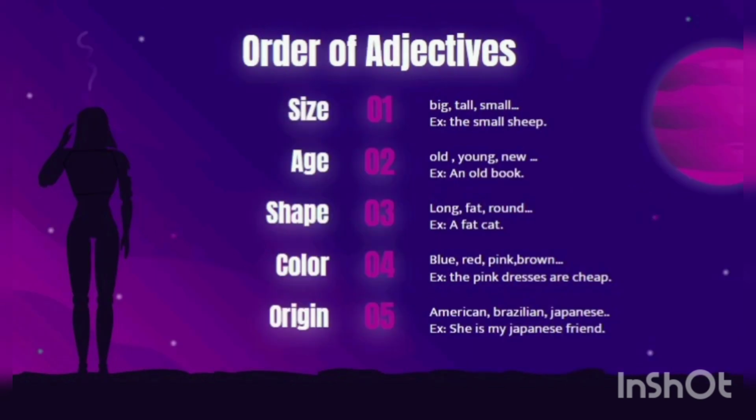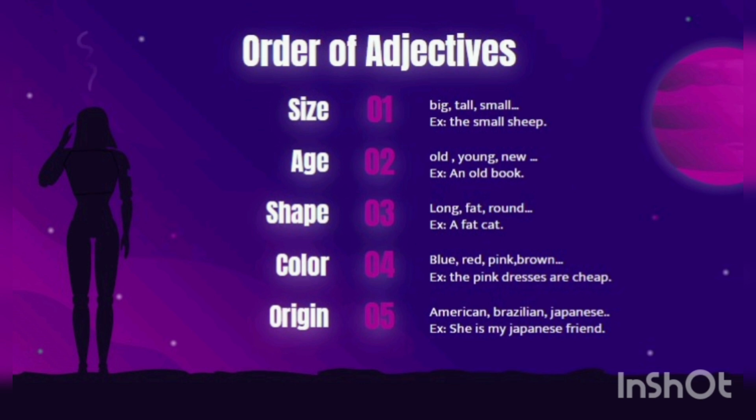Now, the order of adjectives. First, we have size: big, tall, small. Example, the small sheep. Second, age: it could be old, young, new. Example, an old book. Third, shape: it could be long, fat, round. Example, a fat cat.